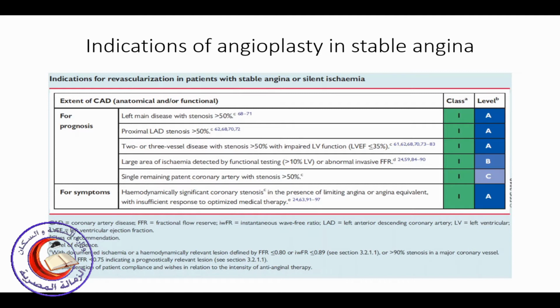For improvement of outcomes or better prognosis, this is done when the patient has left main disease more than 50%, proximal LAD more than 50% because they have a huge amount of myocardial supply, 2 or 3 vessel disease with stenosis more than 50% and impaired ejection fraction because the patient has a low ejection fraction, any large ischemia by functional testing and more than 10% of the myocardium as defined by the COURAGE trial, that a defect more than 10% really improves outcomes if you have revascularized this patient, or an abnormal invasive FFR, or a single remaining patent coronary vessel with stenosis more than 50%.